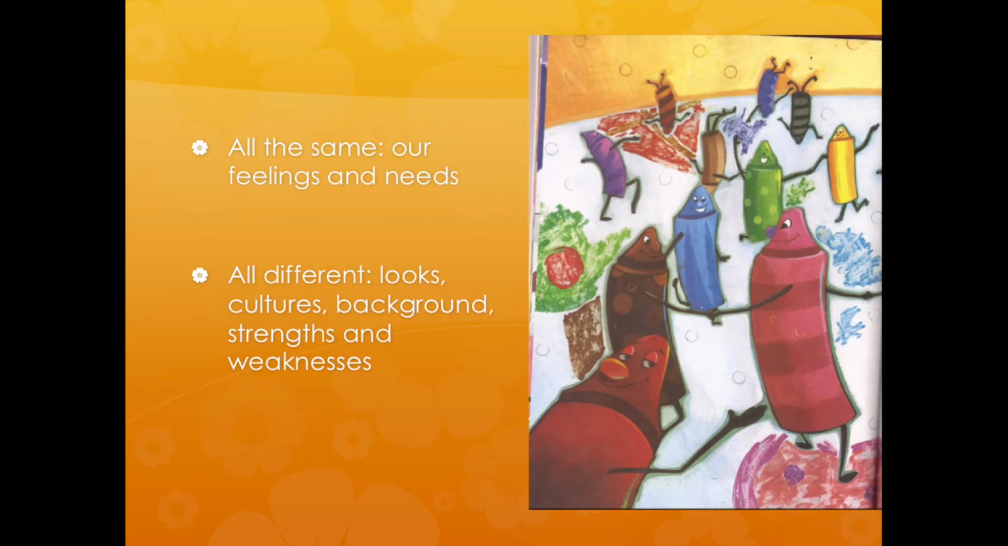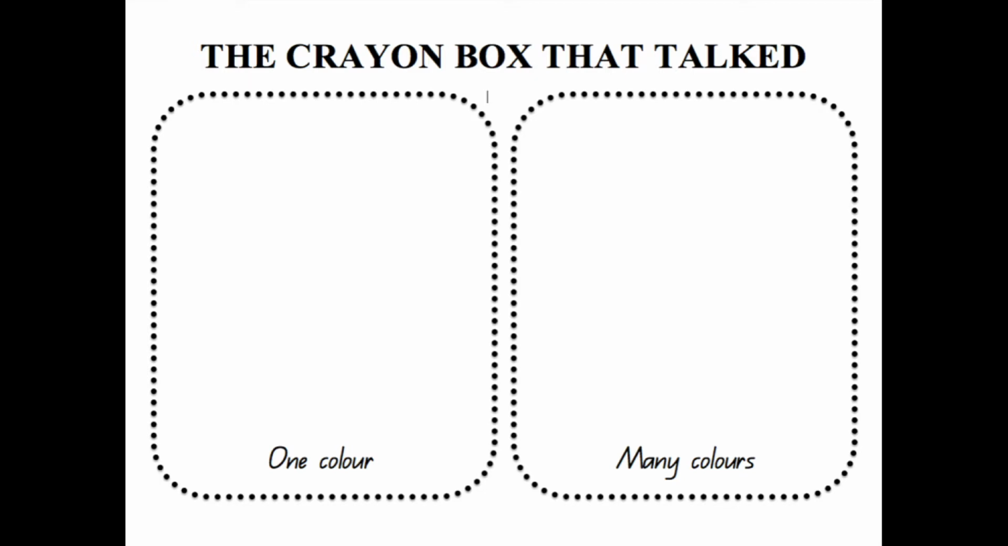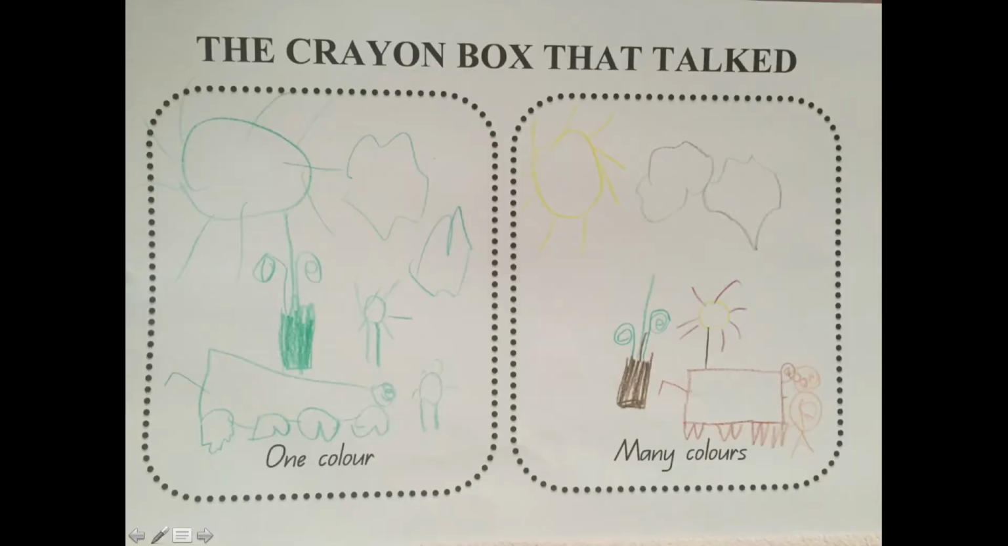To build their understanding at this point, I would give them all a colouring activity as shown, where they have to draw a picture using only one colour and then draw the same picture using lots of colours. After the activity, we would discuss how boring the world would be if it was all one colour, and how boring it would be if we were all the same too.